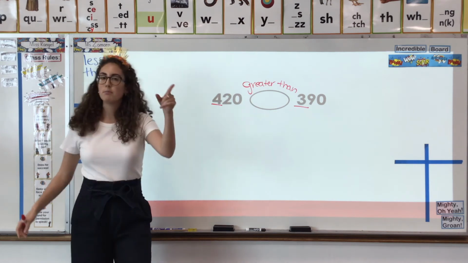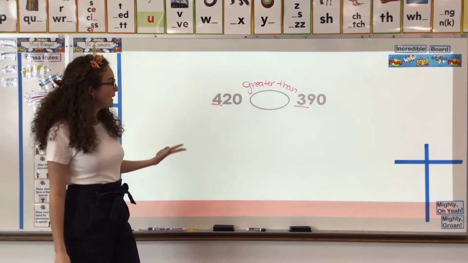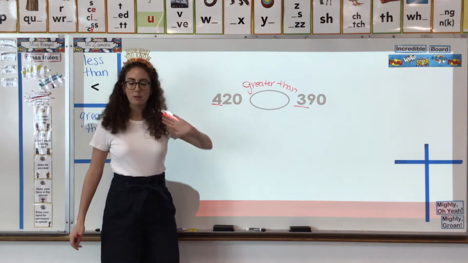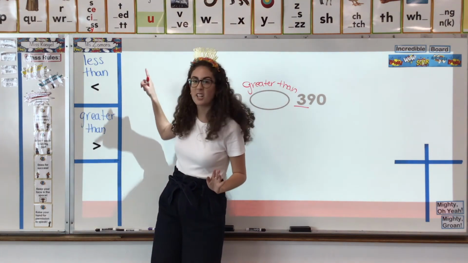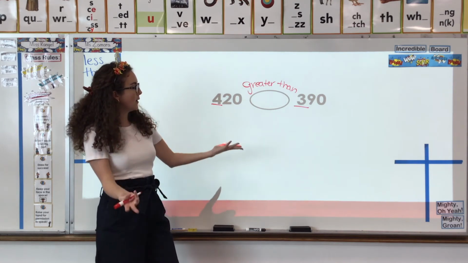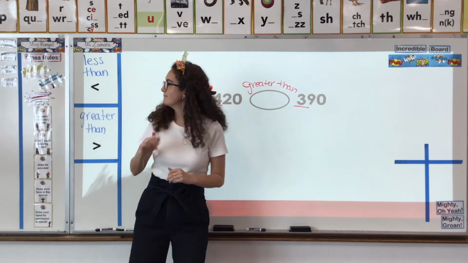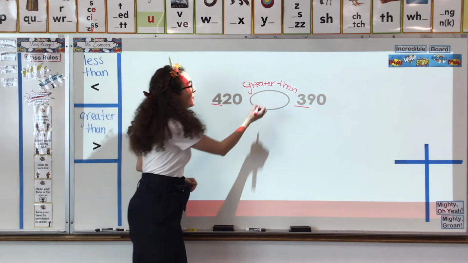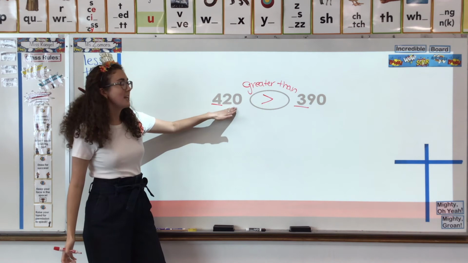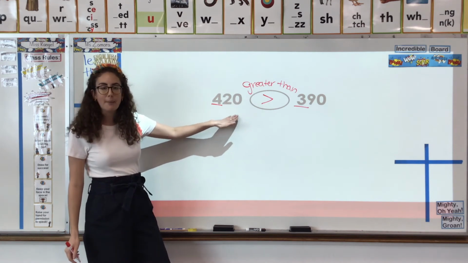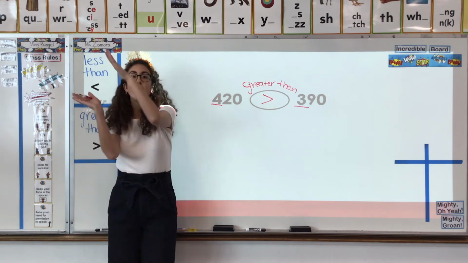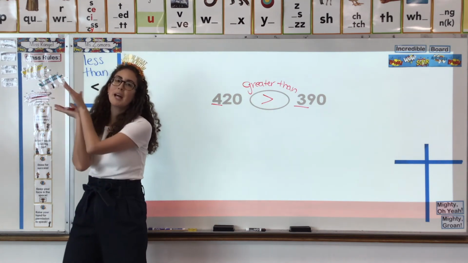Okay, but what about the symbol? We've got our language, greater than, but how are we going to show that with a symbol? Where are we going to write it? What's it going to look like? This first number is greater, so the opening has to face the greater number, which in this case is the first number. 420 is greater, so our opening has to go to the left.